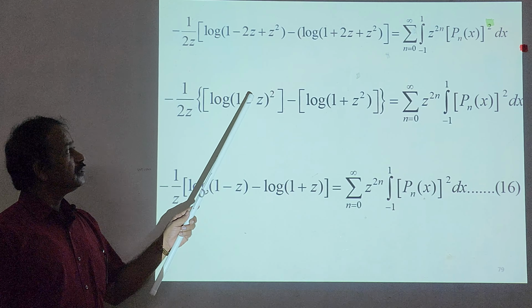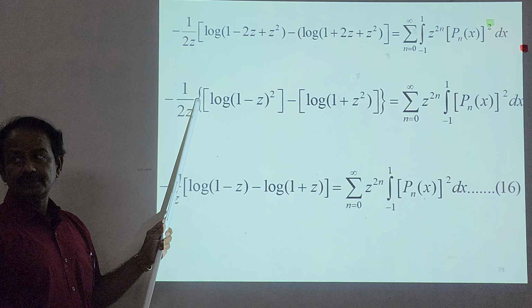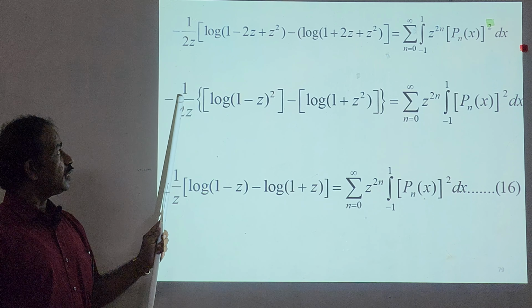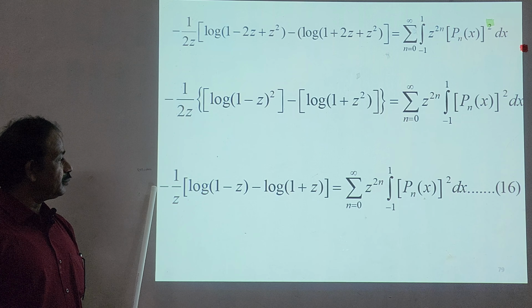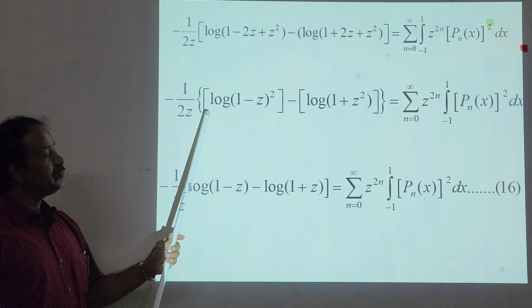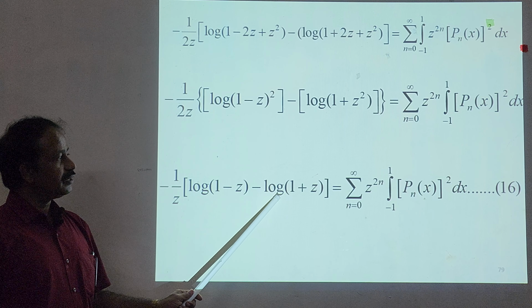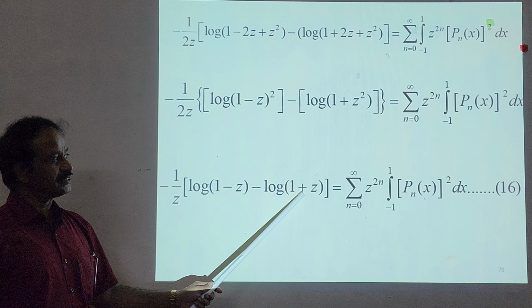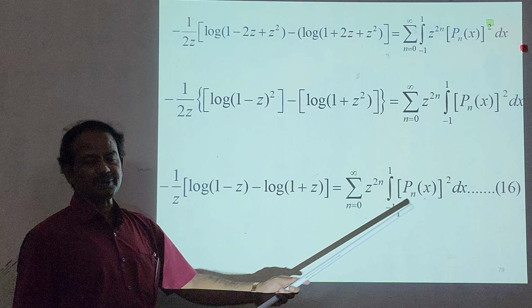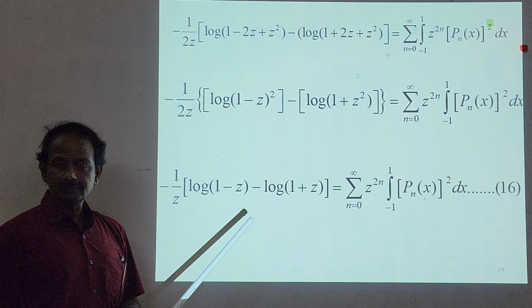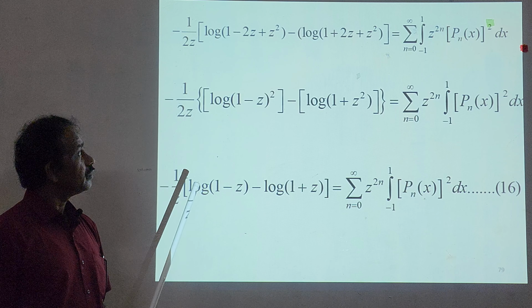According to the log rule, these two we can bring to this side, and these two and these two will get cancelled. You have 1 minus 1 by z, the remaining term log(1 minus z). Here also you can have minus log(1 plus z). And this right hand side, let it be like this. Any doubt? Simple one.